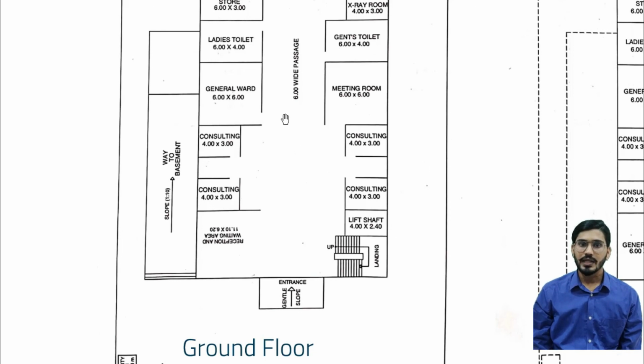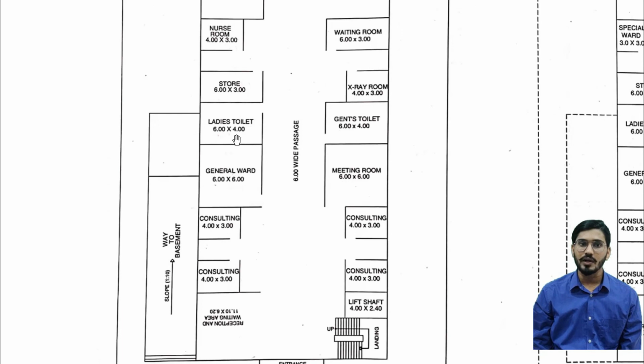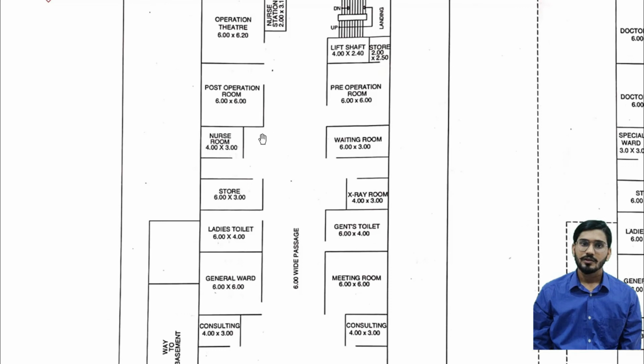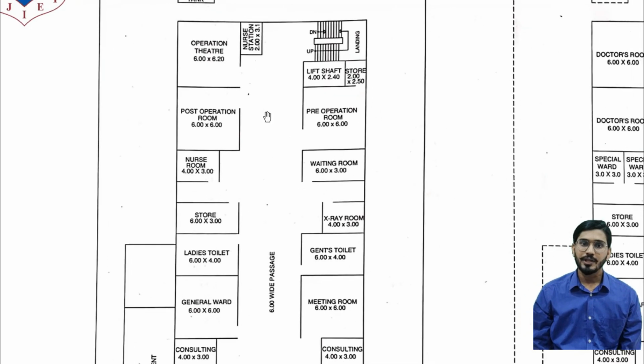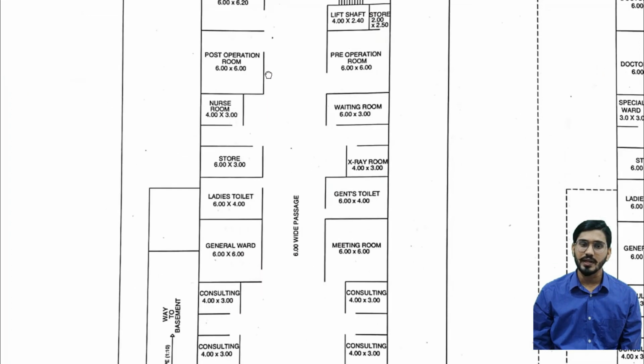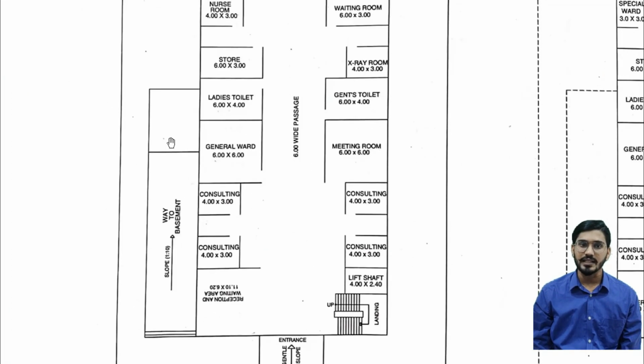Then you can see here meeting room, general ward, ladies toilet, and gents toilet just opposite to it. X-ray room, store room is also provided. Then operation theater, and after the operation, the space of post-operation room is also given. Pre-operation room, waiting room. So these are the things which are provided here. Even an underground water tank is also provided. Here the basement for parking is provided, so you have to show the basement plan also.